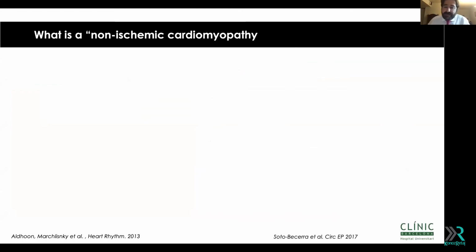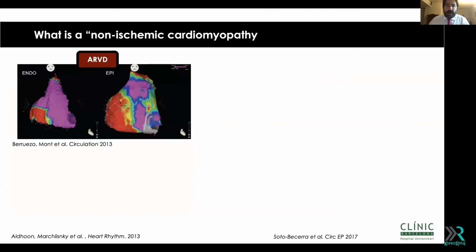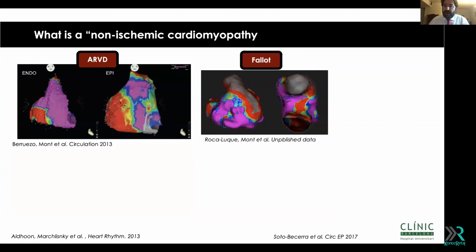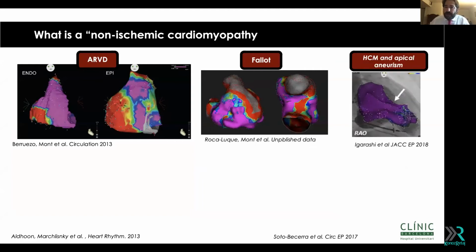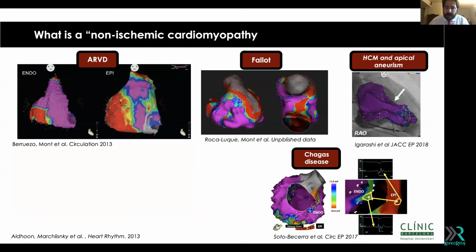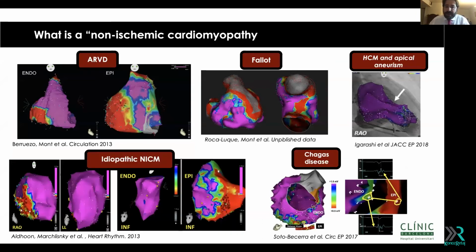And this is even more important in non-ischemic cardiomyopathy, because in ischemic cardiomyopathy, it's mainly an endocardial substrate. But what is a non-ischemic cardiomyopathy? It can be an arrhythmogenic right ventricular dysplasia. It can be a Fallot patient. It can be hypertrophic cardiomyopathy, a Chagas disease, or idiopathic non-ischemic cardiomyopathy. So in this field, it's even more important to have an MRI to see what the substrate is, because it can be everywhere.